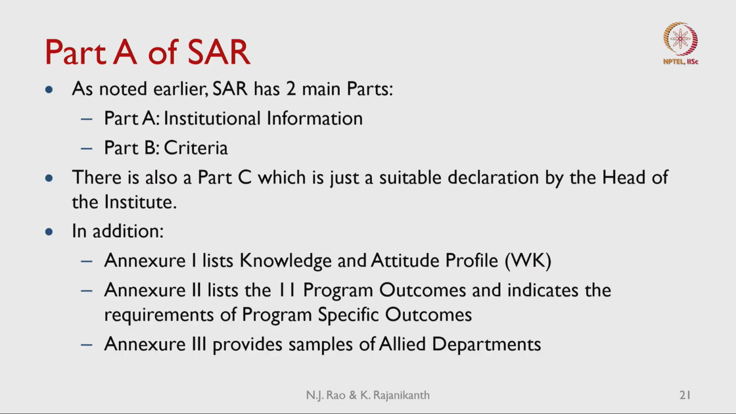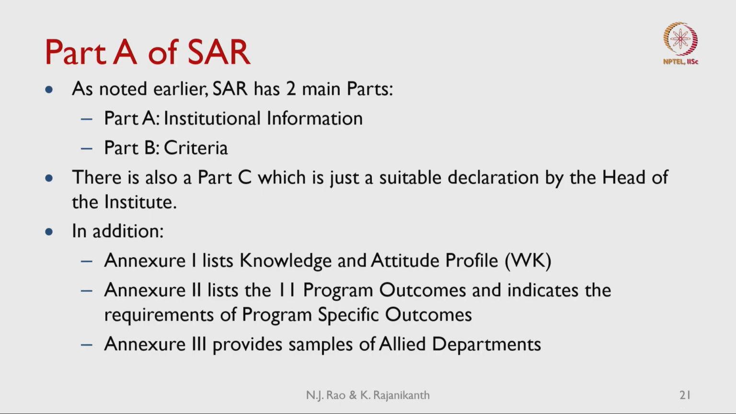Then we looked at part A of the ACR, that completed part B of ACR. First we completed part B, then part A of ACR, as we noted, institutional information is given in this. So, there is also a part C which is just a suitable declaration by the head of the institute. So, we do not have to worry about that part.